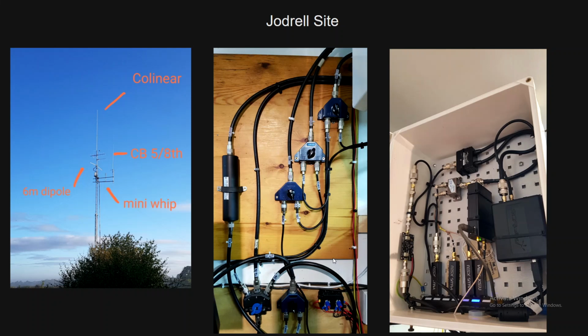So the Jodrell site, some pictures here, antenna systems. This is now slightly out of date, actually, because I've changed this to a 3-element Yagi, but you get the idea. It's on a 60-foot tower, which I raise up and down depending on the wind conditions. We've got the collinear on the top. We've got the CB antenna. We've got a little mini whip. There's a delta loop that runs in a giant triangle in this kind of direction. So yeah, that's all the antenna situation.